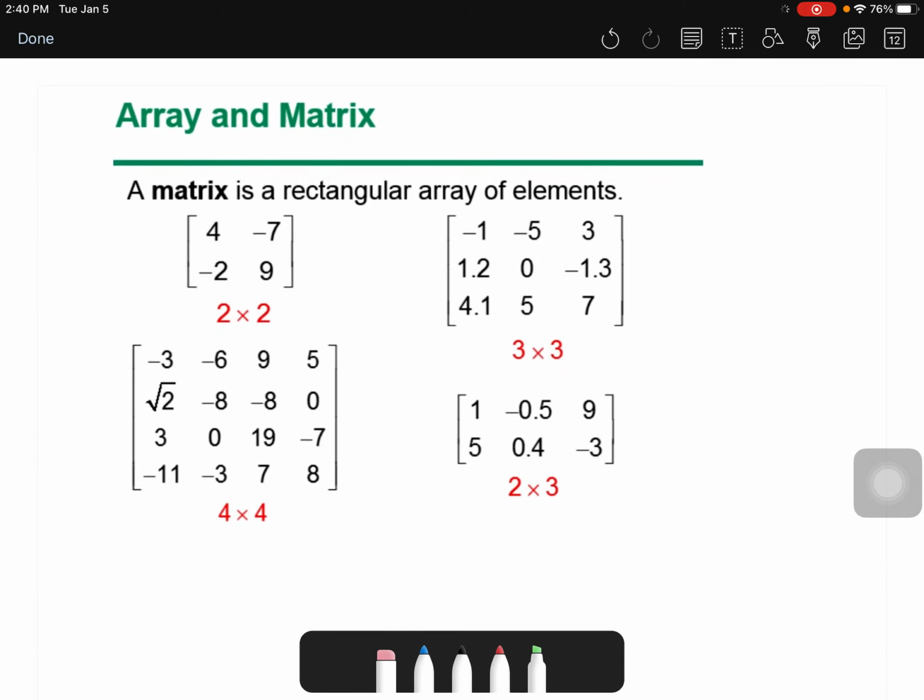So a matrix is just a rectangular array of elements. It's usually enclosed by brackets, just like this, and dimensions are given. Now, these first three are all square, so it's rows by columns. So 2 rows, 2 columns. Here we have 3 rows, 3 columns. This one's a 4 by 4. Now this one, it's 2 rows, so it's a 2 by 3 columns. So it's always rows first, then columns second as you give the dimensions.